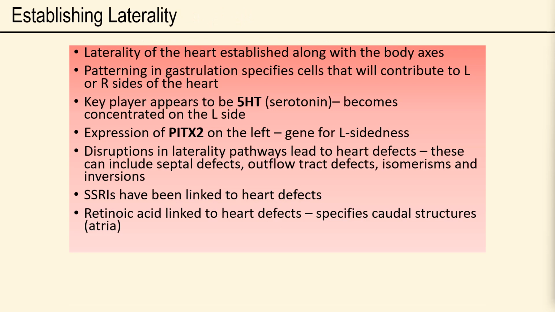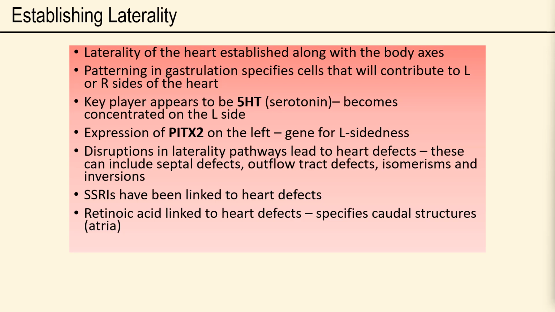So establishing laterality is something we spoke about during gastrulation. But obviously when looking at the development of the heart, these things become very significant. And when we don't get it right, there is significant disruption in the laterality pathways. We can expect significant malformations. So laterality is determined during gastrulation, and cellular mapping or fate mapping has already been determined during the process of gastrulation. Which cells are going to contribute to which side of the heart.